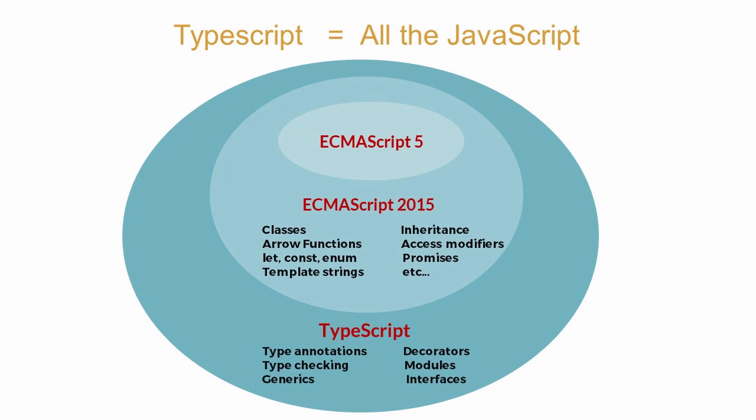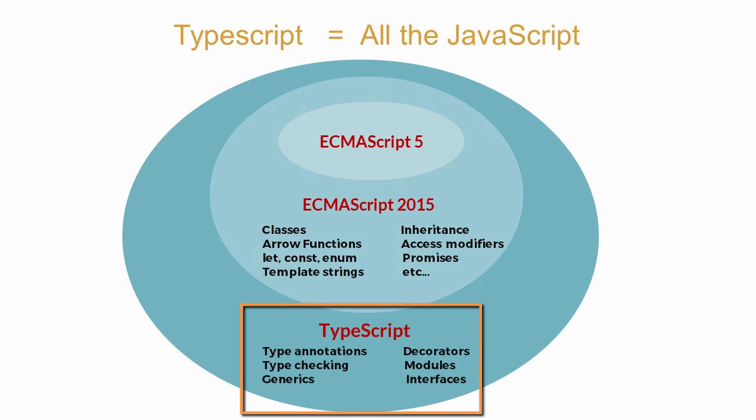This diagram represents the all-encompassing features that Typescript includes. So you can write TypeScript code using all of the features of ECMAScript 5, which is the current version of JavaScript. You can also use all of the new features of ES 2015, which includes arrow functions, module loading, classes, inheritance, let and const variable definitions.